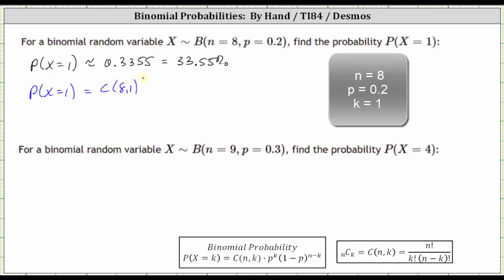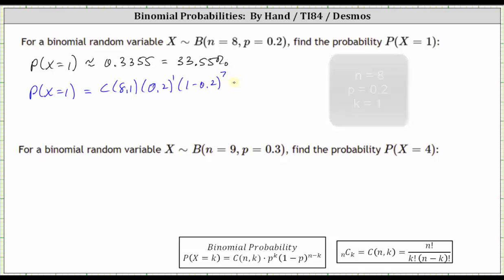times p to the power of k, which would be times 0.2 to the first, times the quantity 1 minus p to the power of n minus k, which gives us 1 minus 0.2 raised to the power of 8 minus 1, which is 7. And now let's go back to the TI-84 and evaluate this using the combinations function.